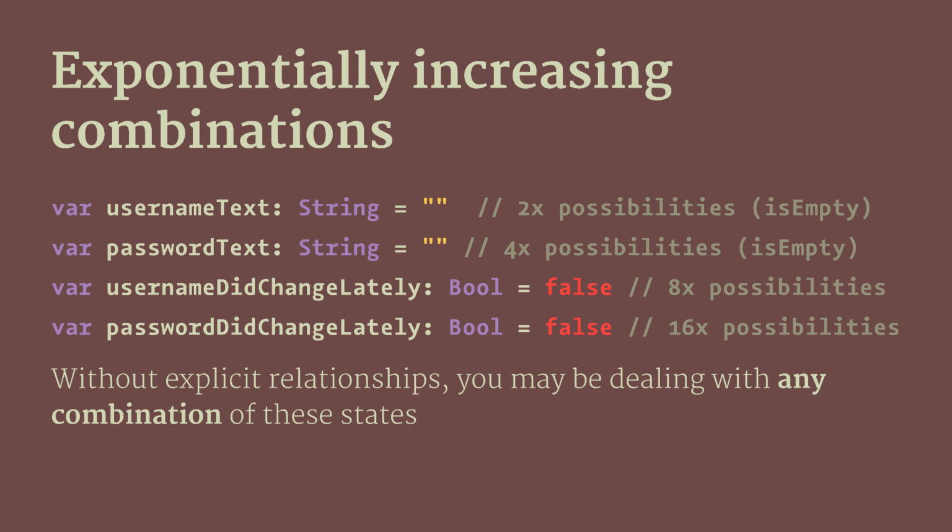Not only are we bad at remembering to track it everywhere, every time we add another property here to track some state, even if these are only Booleans, we're exponentially increasing the number of combinations that we have to reason about. And this doesn't even include something like an enum or something else where there's multiple values that we're going to deal with. And without creating explicit relationships, you're going to have to deal with any combination of these at any point in time.